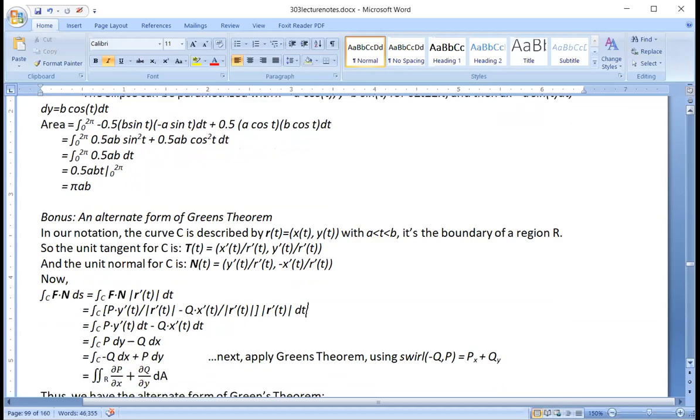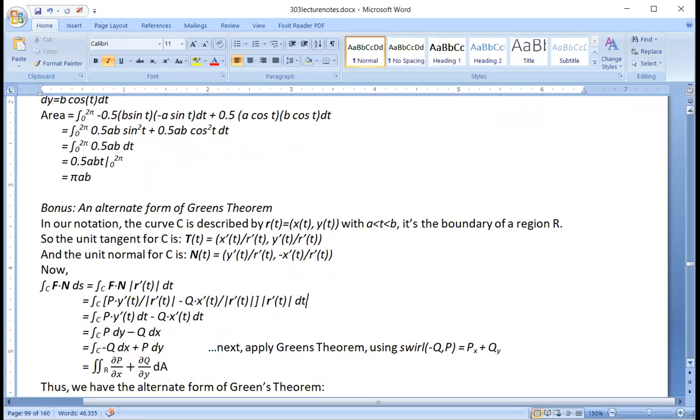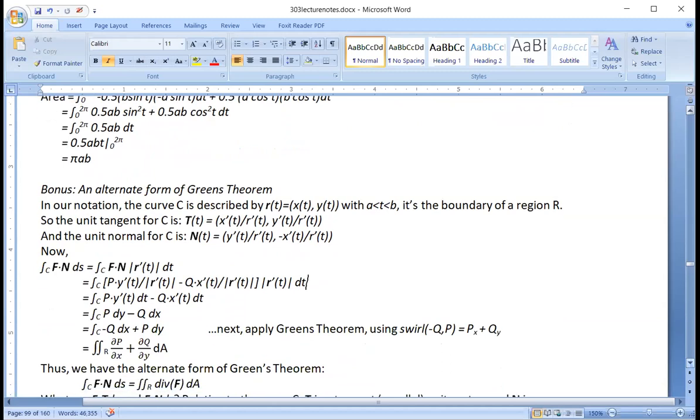So if we write it fully in vectors, dP/dx plus dQ/dy is actually a form of something that we know. That is actually just the divergence of the vector field F. And this gives us an alternate version of Green's theorem.